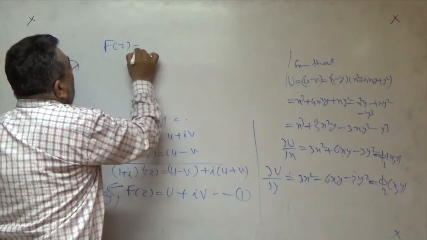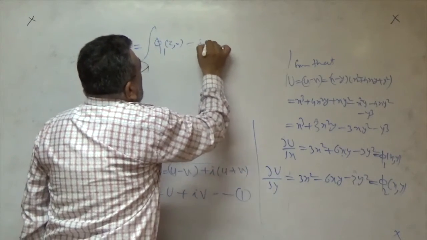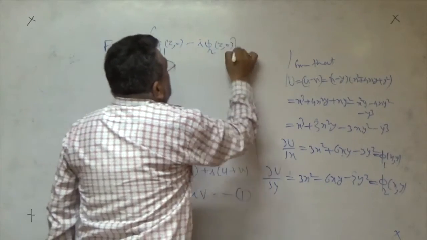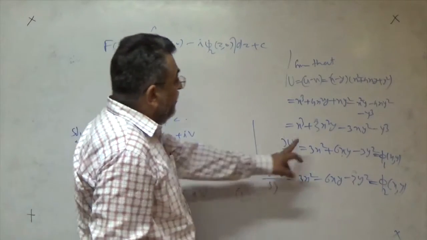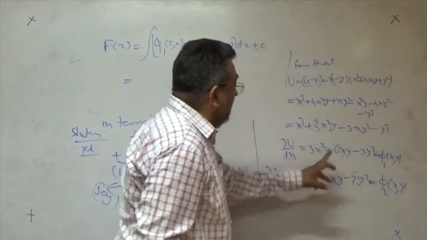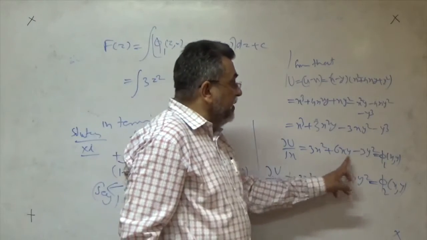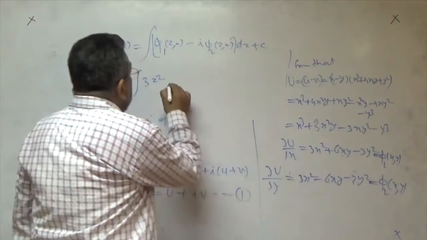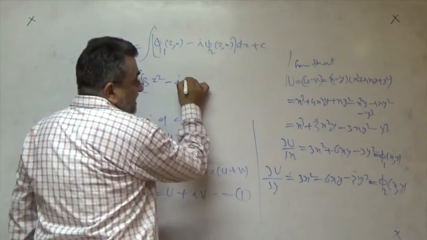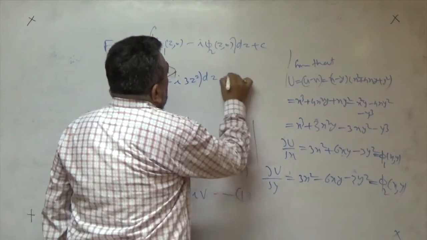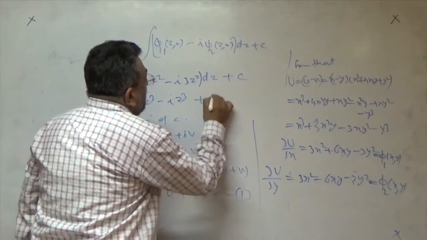Capital F(Z) by the Milne-Thomson method is the integral of phi 1 of (z, 0) minus i phi 2 of (z, 0) dz plus c. This is the formula when the real part is given. So from here, for phi 1 of (z, 0), you put x equal to z and y equal to 0. So from the first case, we get only 3z square, because where y is present it is 0. For phi 2 of (z, 0) times minus i, y is 0, so these terms are 0, and we get minus 3z square, dz plus c. After integrating, that is z cube minus i times z cube plus c.